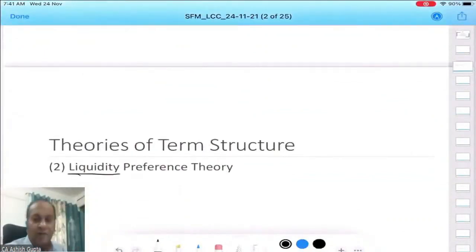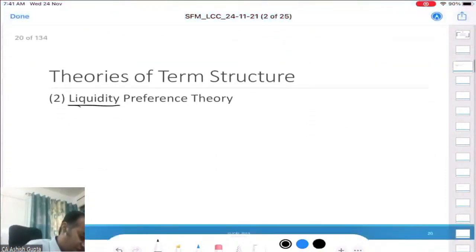Now, what do you mean by the term liquidity? Liquidity means that you can mature your investment. Now, student, if you recall, when we talk about any financial instrument, when we used to discuss this at the intermediate level, there liquidity also plays a very important role.